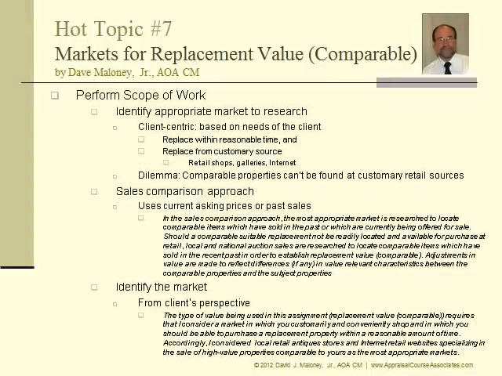Having identified the intended use and the value type and definition, as well as the other elements of Step 1 of the appraisal process, problem identification, the appraiser proceeds with the next steps of the appraisal process by identifying and performing the scope of work necessary to achieve credible assignment results. As with all assignments, for our insurance appraisal, an important scope of work step is to identify the appropriate market to research.